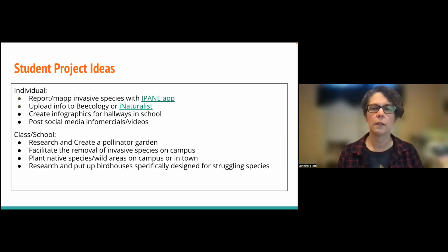But certainly helping in town. If you had some people in town who wanted to create a pollinator garden, that would be a great thing to piggyback on, to have students help do that.